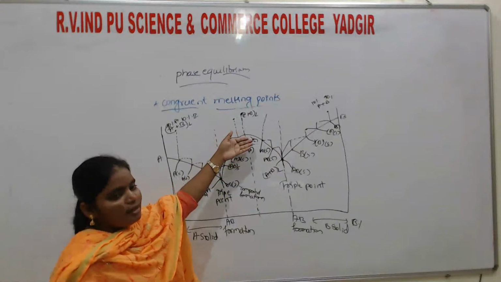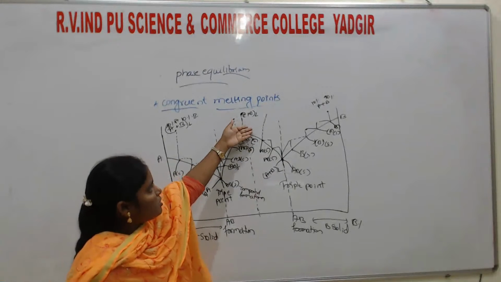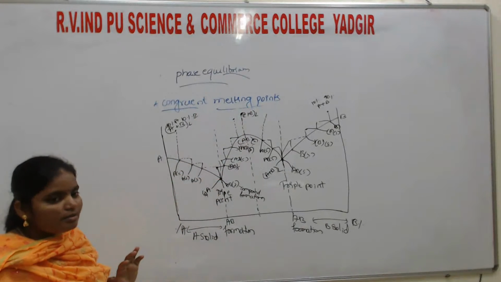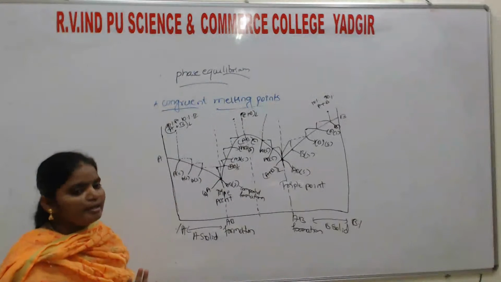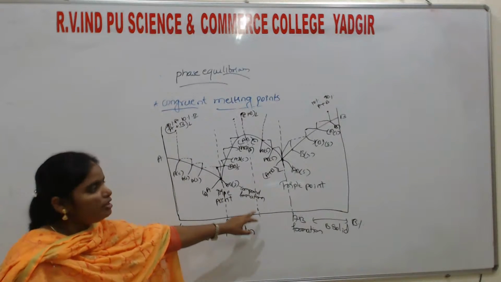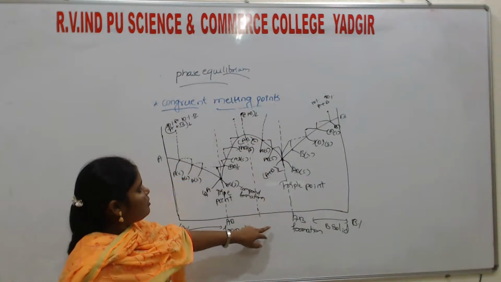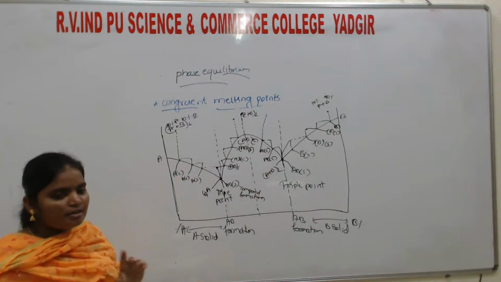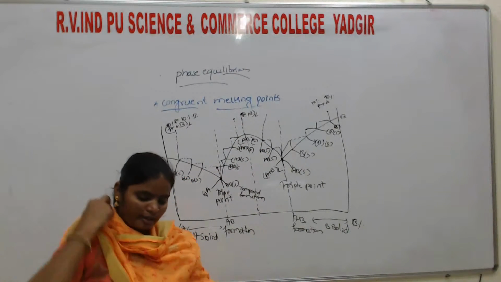And here, with increased temperature, the whole solution converts into a liquid state, and this is also known as a congruent melting point. With the same composition, the phases change. With the same composition, you change solid to liquid. This is known as a congruent melting point.